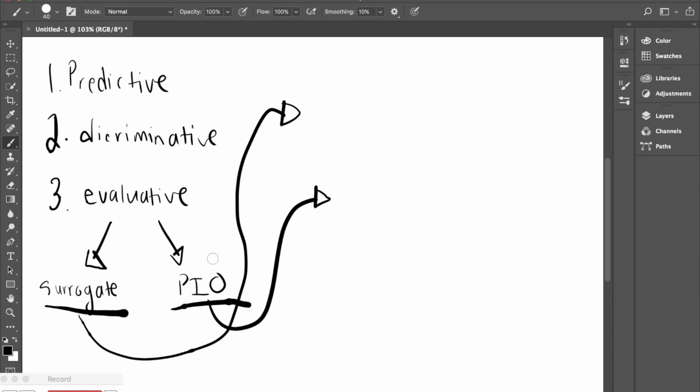There are different ways that we can actually measure patient-important outcomes. Measuring surrogate outcomes is actually pretty simple. For example, cholesterol levels could just be a laboratory test. Well, for patient-important outcomes, we're going to use a questionnaire to actually measure these.